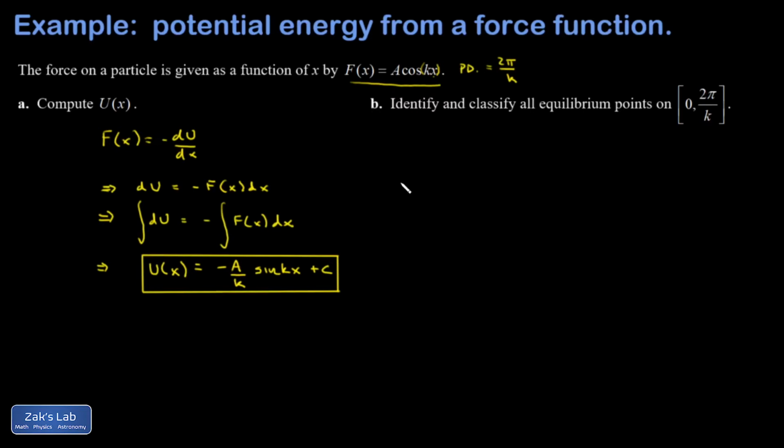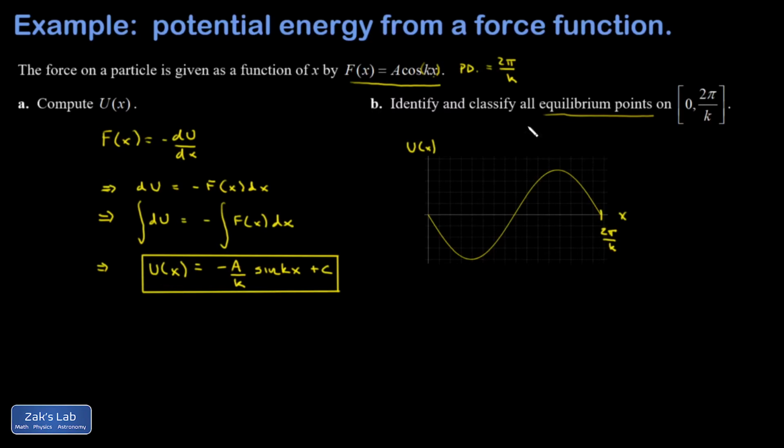Now I want to get the equilibrium points on this interval, and the interval I gave was exactly the first period of this function. So let's pop in just a qualitative graph of the potential energy function. Okay, there's my potential energy function. It's just a generic upside down sine function with a period of 2 pi over k. And equilibrium points are going to occur where there's a local extremum of my potential energy function.